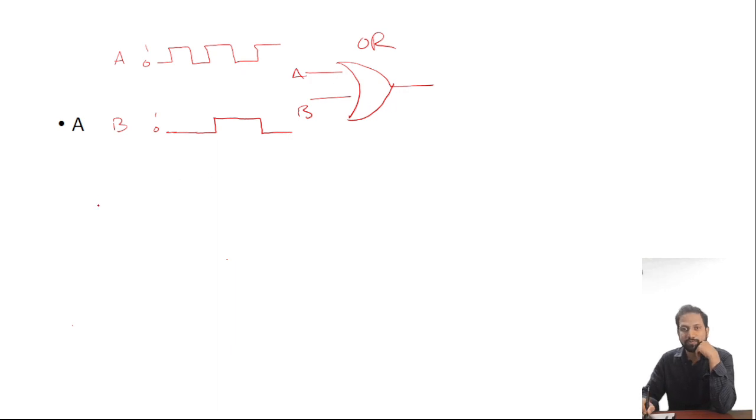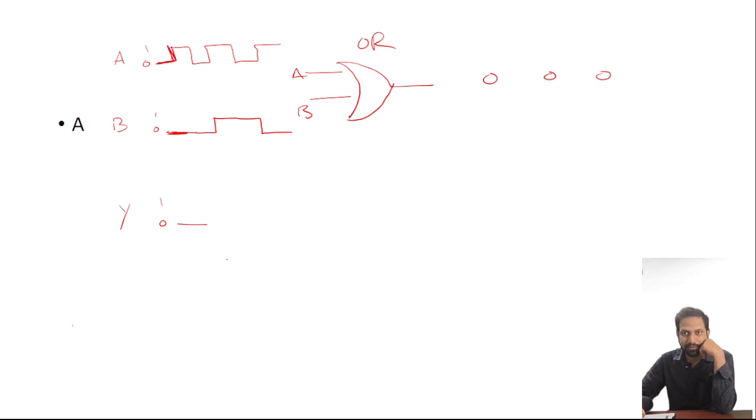Then the output will be what? The question is about the output only, right? So first of all, the OR gate is addition. When any one input is high, the output is high. You can see this. First, A is low, B is low, right? So with A low and B low, the output must be low. So it should be this way.